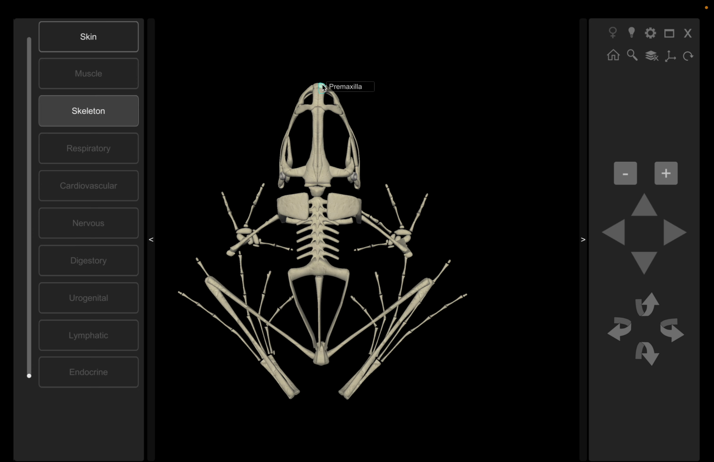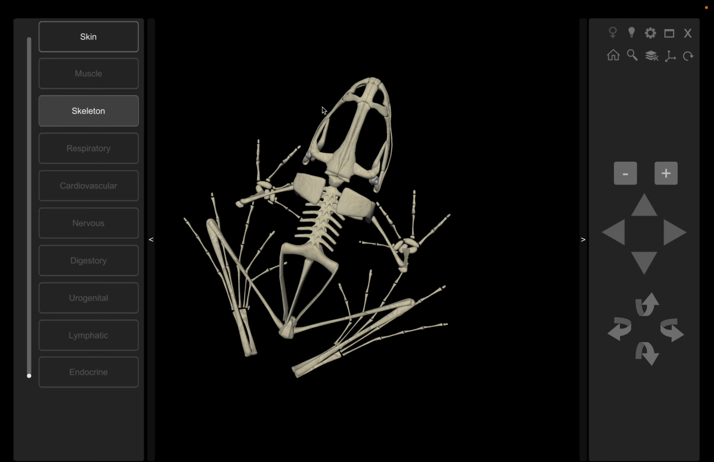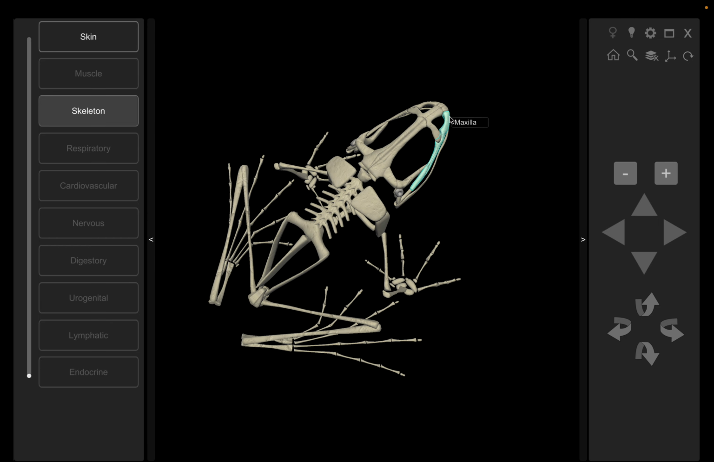So we have our premaxilla bones, here on the tip of the upper jaw. Our maxilla, which is a pair of bones that essentially comprise the big portion of the upper jaw. So that's the maxilla, highlighting here. So premaxilla and then the maxilla. Okay, so same on the other side. That's the maxilla and the premaxilla.